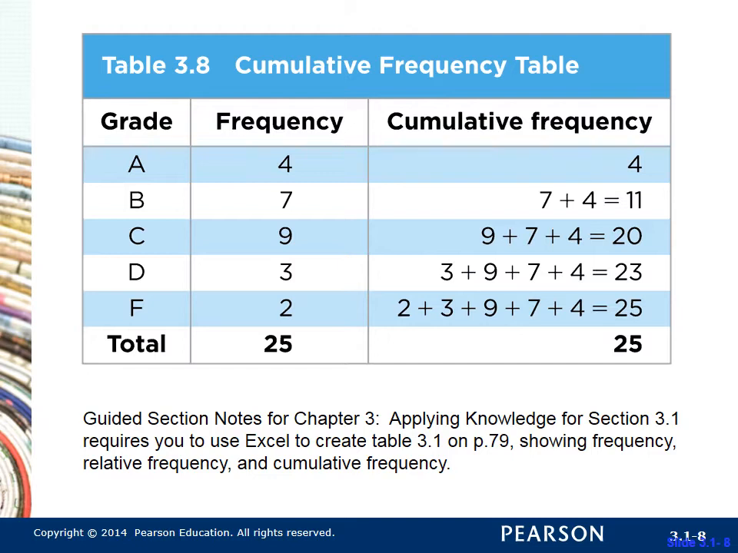Now I made a little note at the bottom here in your guided section notes for chapter 3. If you look down where it says applying knowledge, I'm going to be requiring you to make an Excel to create table 3.1 on page 79. And in it, you're going to have something similar to this. You're going to have grades, you're going to have a frequency, and I'm also going to ask you to do the relative and cumulative frequency using Excel commands. So you'll see that shortly.